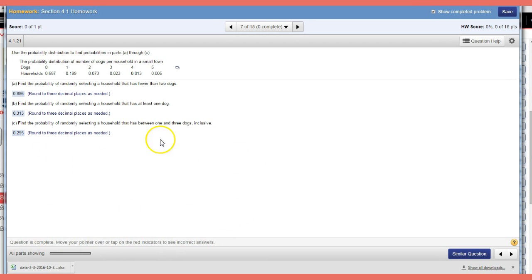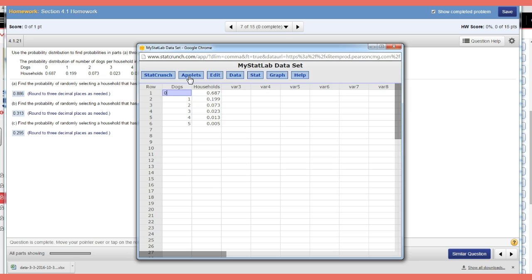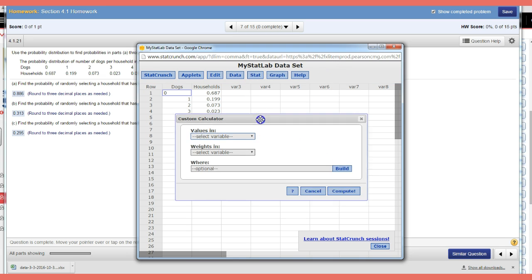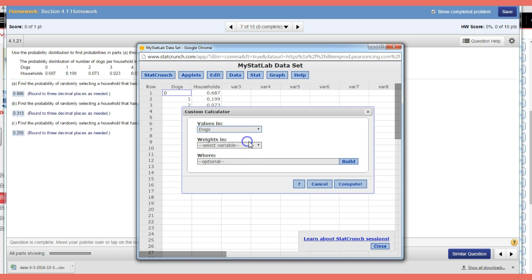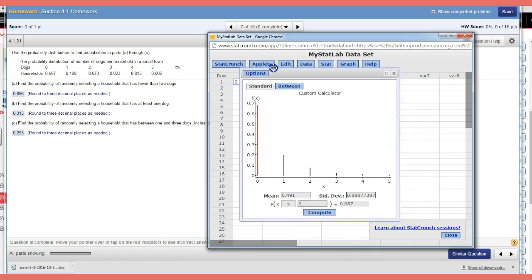Okay. So now if I had to do this using StatCrunch, how would I do that? I'm going to click open StatCrunch. Here I have the dogs and the households, stats, calculators, custom. The values are dogs and the weights are in households, and I'm going to compute. And now let's go ahead and answer these questions.